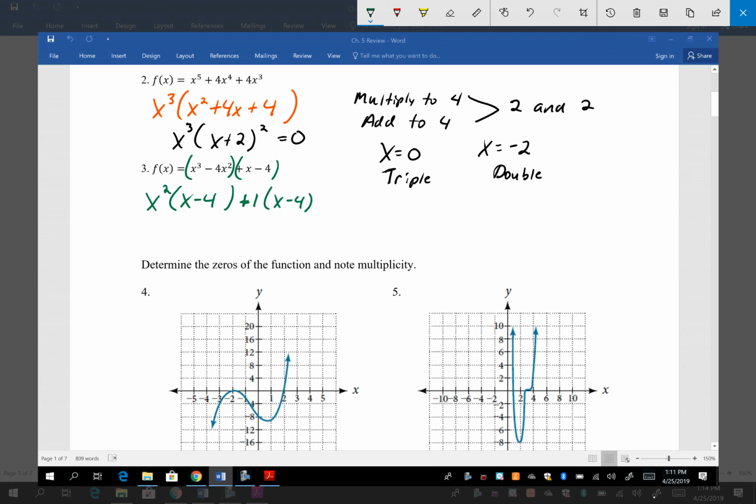All right, if you remember from when we did this probably a week or 2 ago, you take the stuff that you pulled out, and that becomes a factor. So x squared plus 1. And then this right here is going to be 1 factor. Okay, so what are the zeros? x equals 4 is a single root.